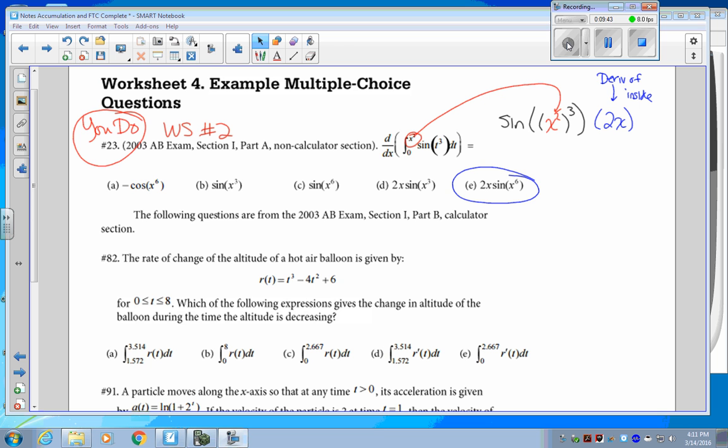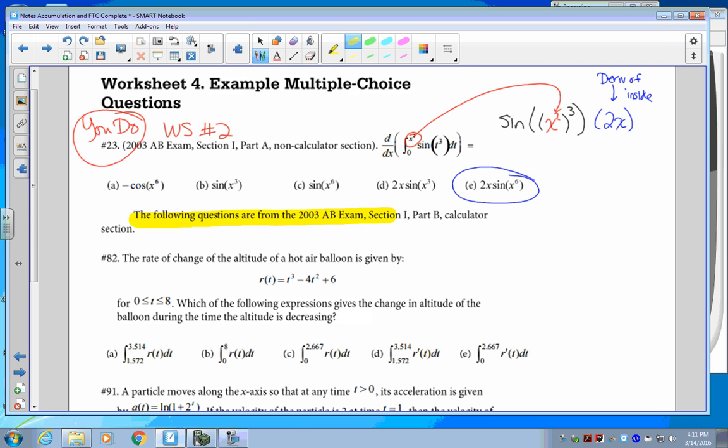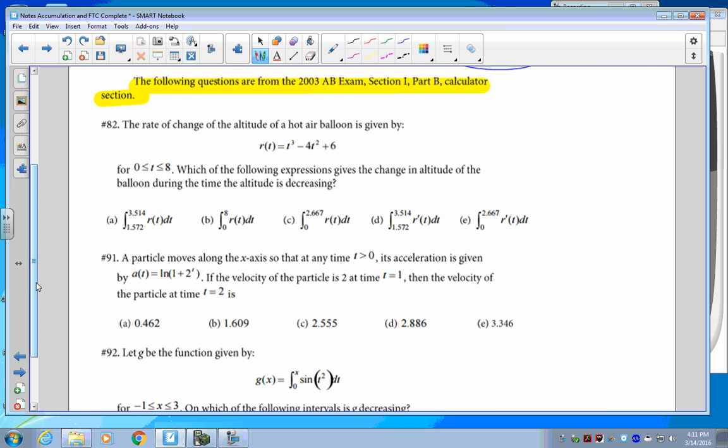Moving on to the next set, what we have now is we have calculator questions. So if you have not done so, please get your calculator out, and if you need to pause the video until you have your calculator out, that is fine. Go ahead and pause the video here. I'm going to go ahead and get my calculator out.